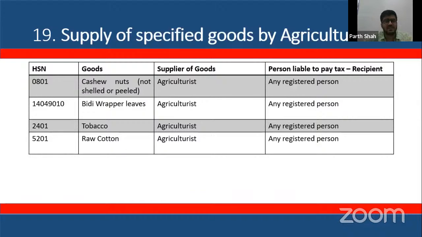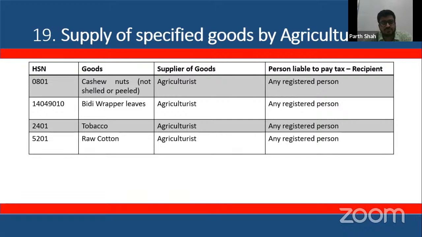Next set is that of supply of specified goods by an agriculturist. Here the government has said that if cashew nuts, shelled or peeled, or BD wrapper leaves, tobacco, raw cotton, these goods are supplied by an agriculturist to a registered person, then the registered person is expected to pay tax under reverse charge mechanism.